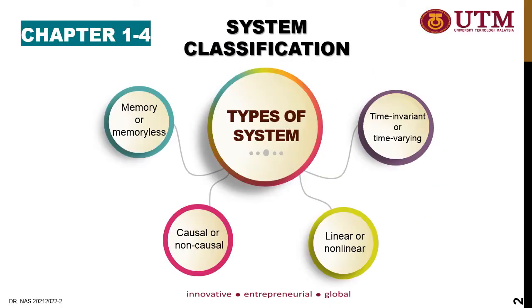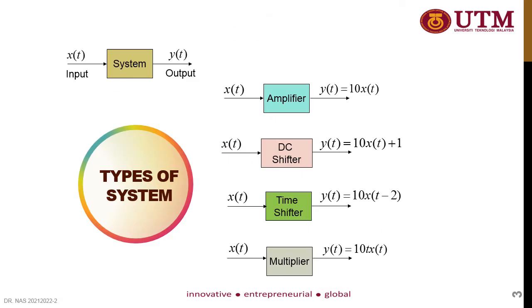Okay, continue on the last part of the first chapter, which is the system classification, in which there are four types of system: memory or memoryless, time invariant or time varying, causal or non-causal, and linear or non-linear system. The slide shows different types of system, in which we have seen some of the applications or operations in the first few topics.